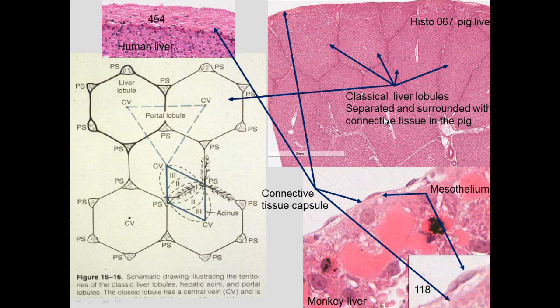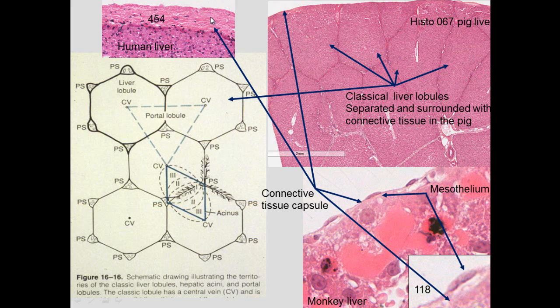And so here on a pig liver, we can see the classical lobules, one right here, one right there, and each has a central vein in the center, and it's separated by connective tissue you can see in between. So this is a classical lobule. And also the liver has a capsule.